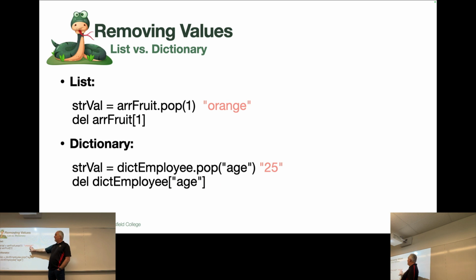Now, what this does, you'll notice that I am assigning the result of this to a variable. Pop returns the value of whatever you remove. So when I pop something, if I pop orange from that list, it actually returns it. And I can just let it disappear if I want to, or I can capture it into a variable and then actually do something with it.